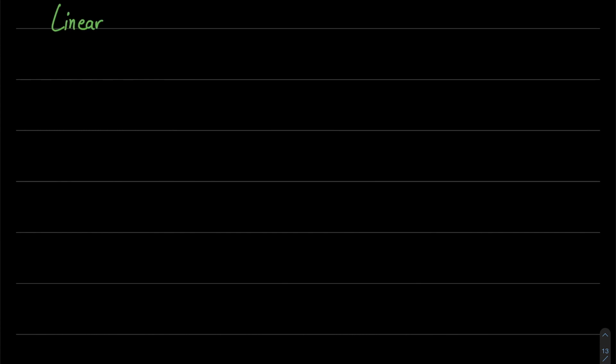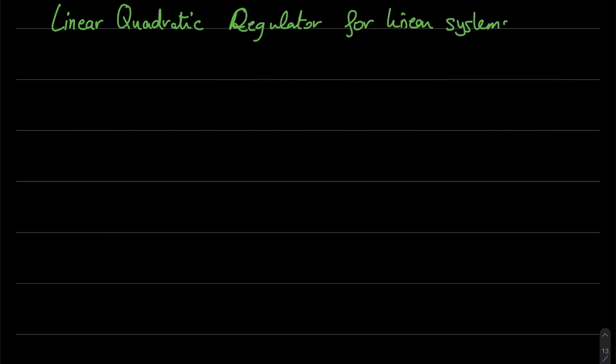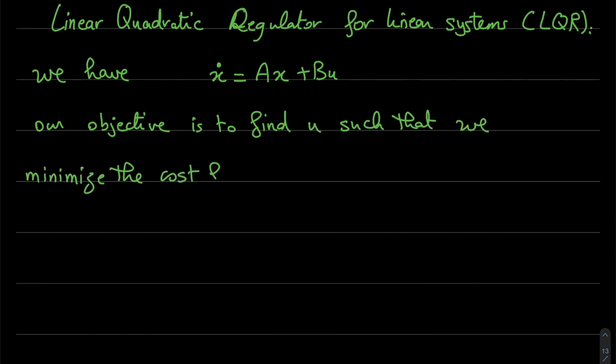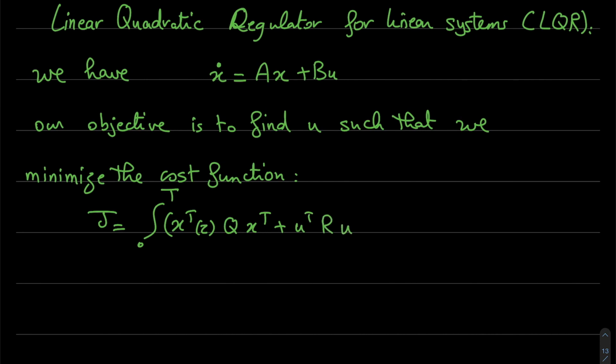So, the linear quadratic regulator for linear systems, LQR. We have a system in open loop, x dot equals Ax plus Bu, a linear system. Our objective is to find u such that we minimize a cost function J. This J is quadratic with respect to the state and to the control, and we have a quadratic term related to the final state.